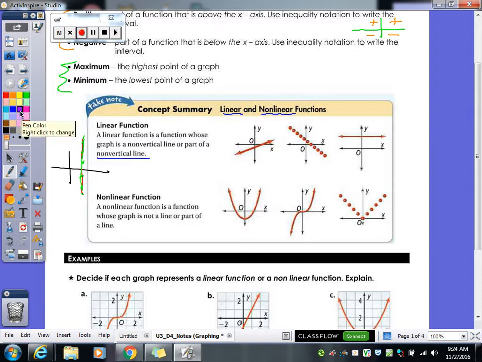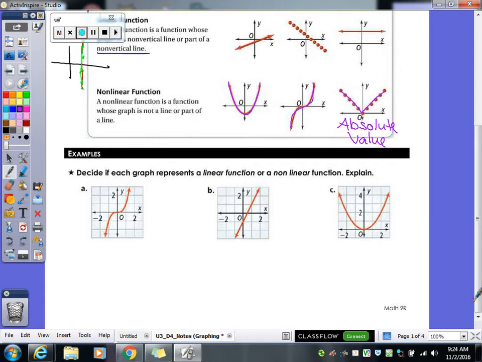So our nonlinear function is a function whose graph is not a line or part of a line. So like for example, this one here, clearly it's nonlinear, does not make a straight line. It's got a little curve. This one also has a little curve to it. And then this graph we did last class. What do we call that graph? We did an entire day. Absolute value. That's our absolute value graph. It makes the V shape.